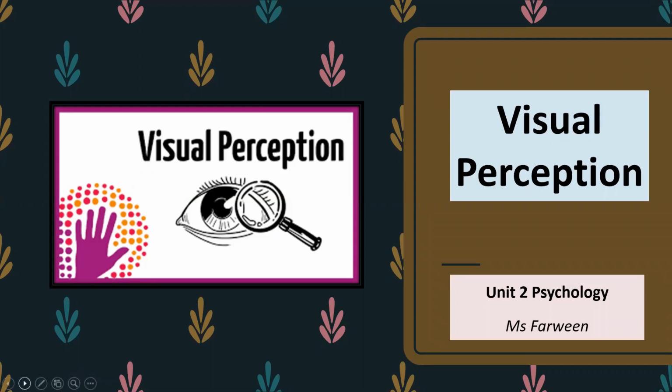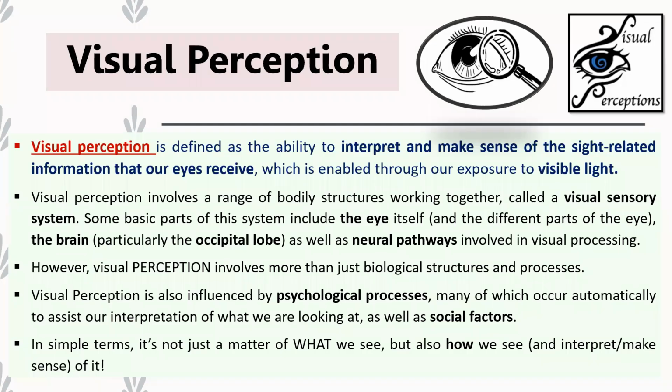So the first thing we need to do before we look at the eye and the different parts of the eye is to define what is visual perception. So when we look at the word visual perception, it's basically your ability to judge, to perceive, to make sense of any sight-related information that your eyes receive. So sight-related information is basically any images that your eyes receive.